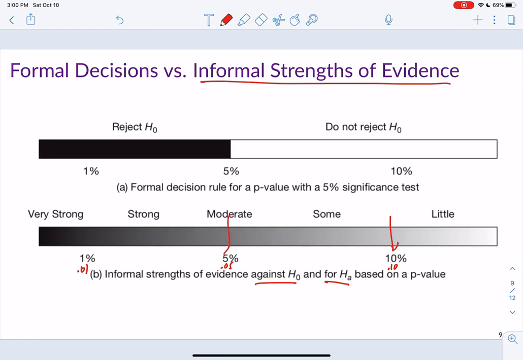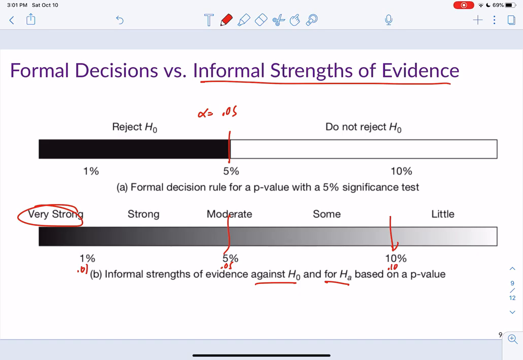If our p-value is between 0.05 and 0.01, we can say that we have moderate to strong evidence against the null hypothesis and in favor of the alternative. And if our p-value is very small, say less than 0.01, we have very strong evidence. Now, this corresponds roughly to the 0.05 above here. So if our p-value is greater than 0.05, assuming that alpha equals 0.05, we do not reject the null hypothesis.